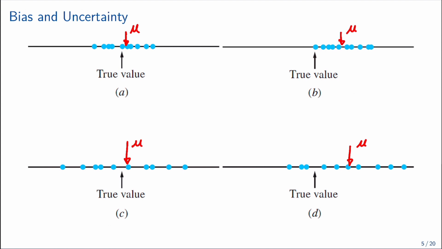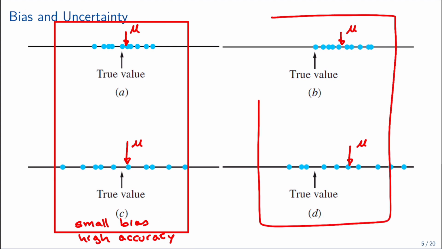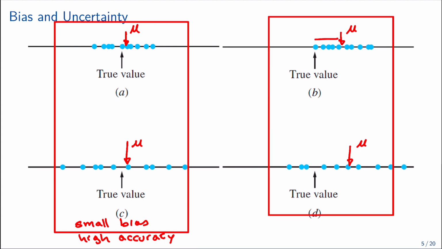So we can see that for the points on the left, the distance of the mean to the true value is very close. So these points have a small bias, and therefore they have high accuracy. The ones on the right, however, the distance to the true value is much larger, and therefore they have large bias and low accuracy.